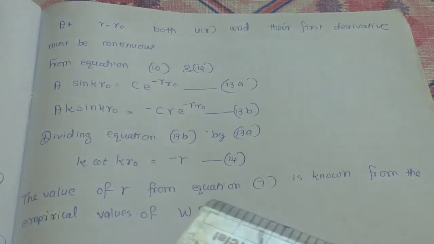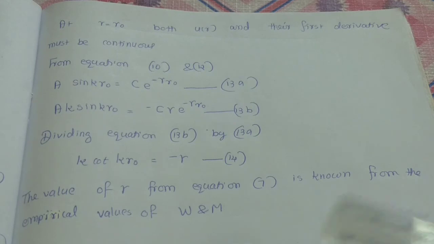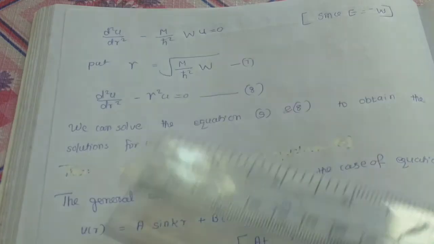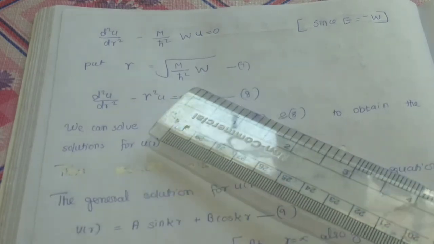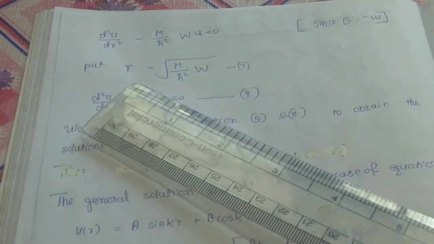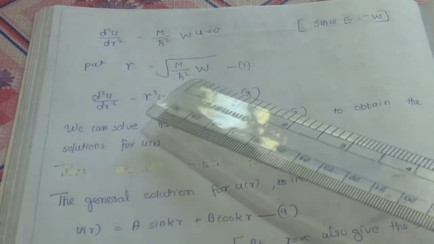The value of gamma from equation 7 is known from the empirical values of W and m.